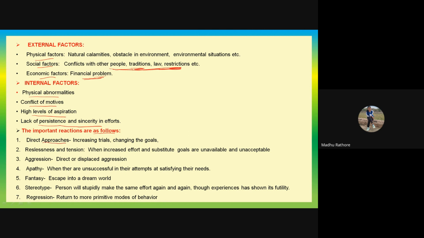First is direct approaches: increasing trials, changing the goals. We can say that in frustration, we get direct approach. Like if we are giving trials and trials are increasing, like I had given UGC NET exam 3 or 4 times and I'm not selected, so it gives me frustration from my mind. This is direct approaches. Or maybe I keep changing my goals again and again. That is also direct approaches.